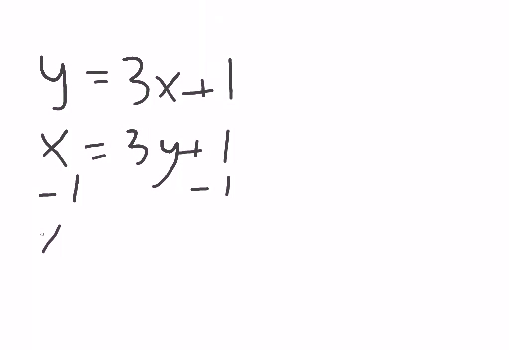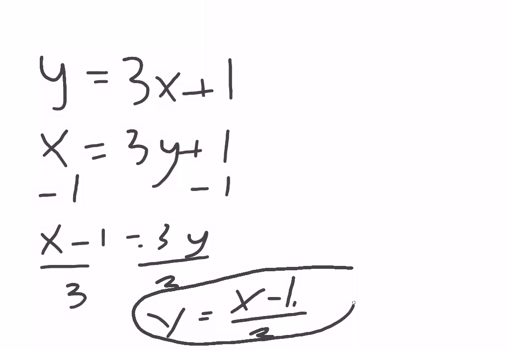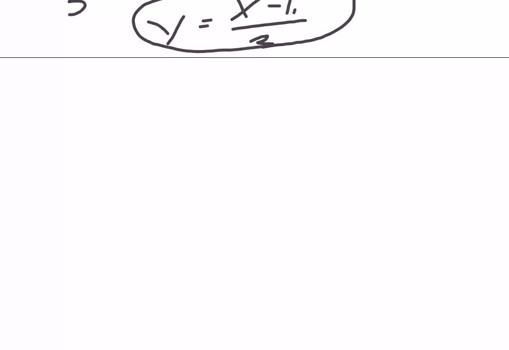So I subtract 1, so I have x minus 1 equals 3y, divide both sides by 3, and then I have y equals x minus 1 over 3. Okay, so that would be my new inverse relation. This right here would be the equation of my inverse relation. So let's move on to something a little bit harder.